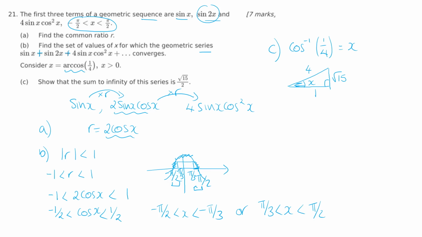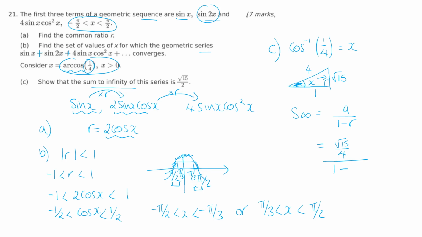Now I've needed to find that because in order to show that the sum to infinity is this root 15 over 2, the sum to infinity you get on the formula book is a over 1 minus r, and a is our first term. So our first term is sine x, and if this is our x that we're being told to consider here, then the sine is opposite over hypotenuse. So that's just going to be root 15 over 4 is a, divided by 1 minus r, and r is 2 cos x, and cos of the angle we're told here is a quarter.